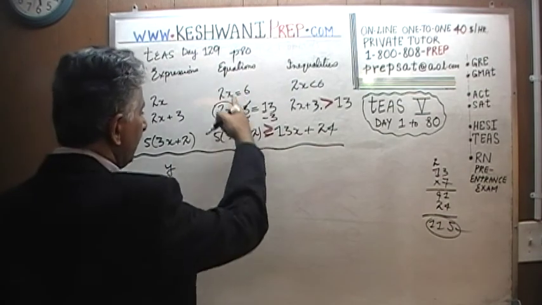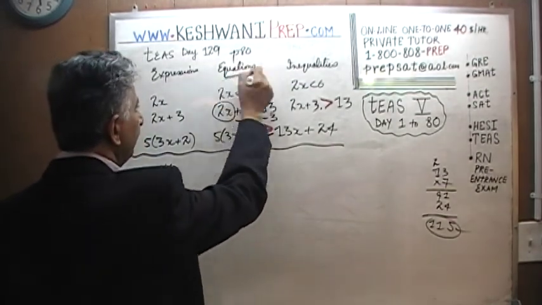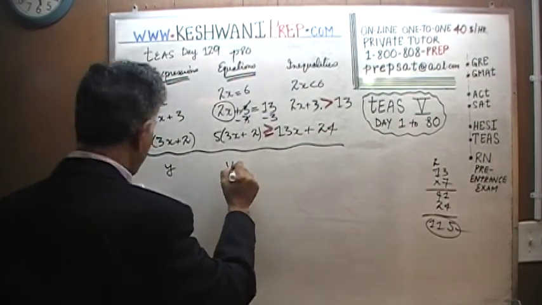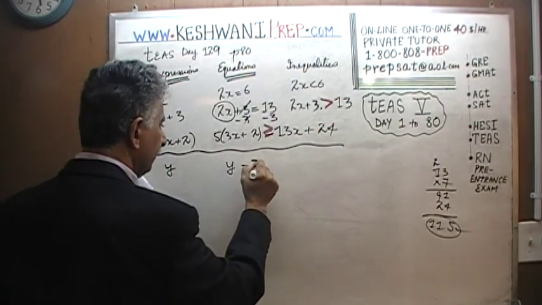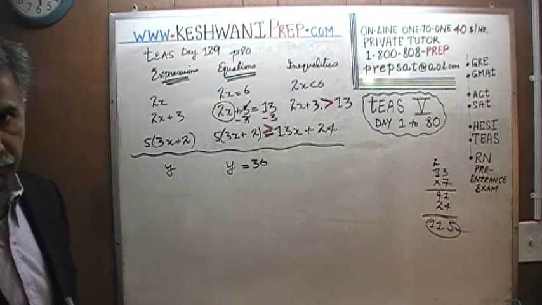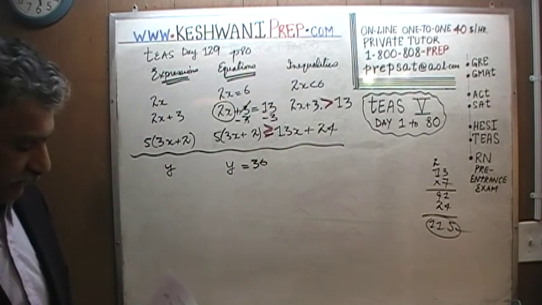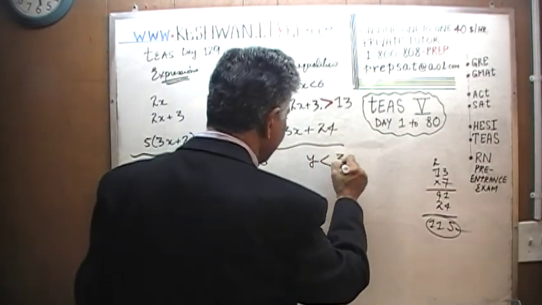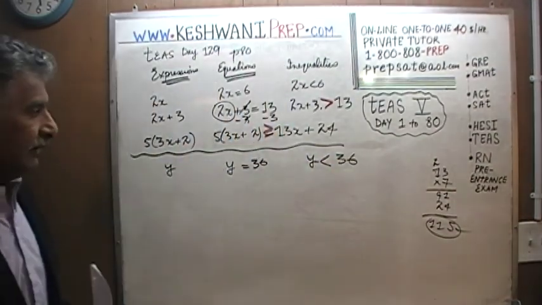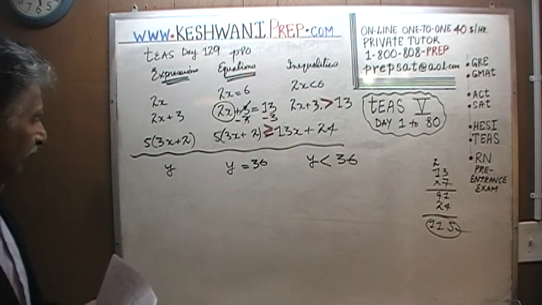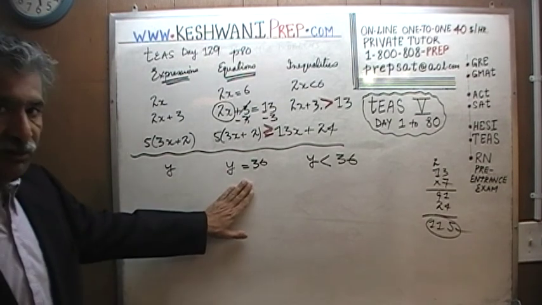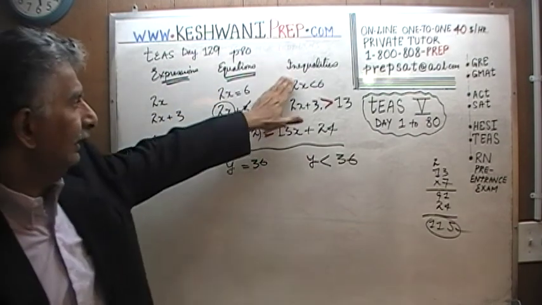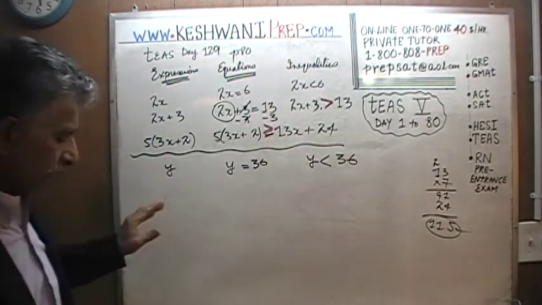Here's an equation. We are now under the heading of equation. This was an expression right here. We are in the heading of equation, y is equal to 36. It's an equation because it has an equal sign in it. We can have an inequality. Y is less than 36. You see, an inequality.